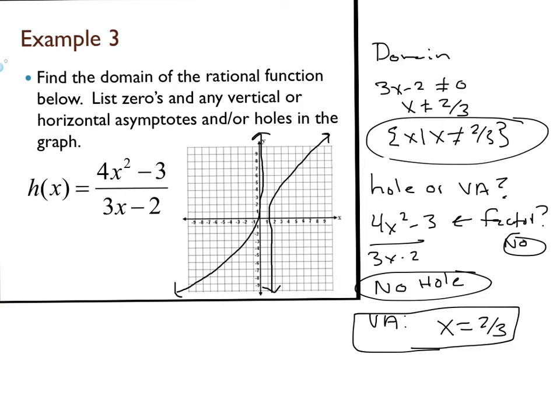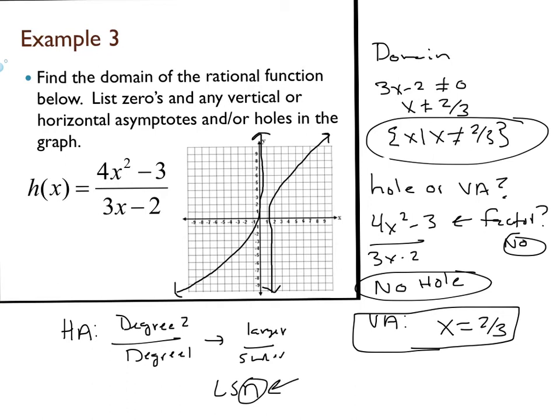And then over here in the bottom left, I'm going to find the horizontal asymptote, and I look at the degrees. I have a degree of 2 over a degree of 1, so I have larger over smaller. And this tells me that there are no horizontal asymptotes.